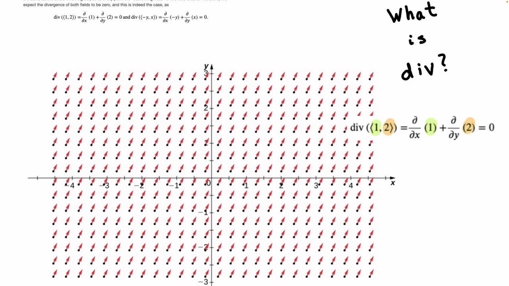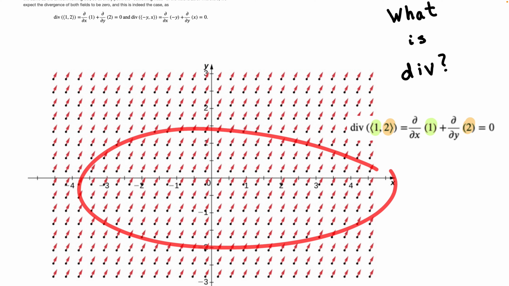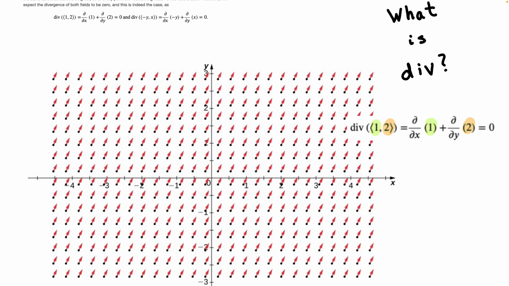As a first example, let's consider this vector field. This vector field we can see has vectors all pointing in the same direction. At every single point, we have a strength of 1 in the x direction and a strength of 2 in the y direction. This vector field is constant. It is no surprise then that the divergence of this vector field is 0, as derivatives of constants are 0.